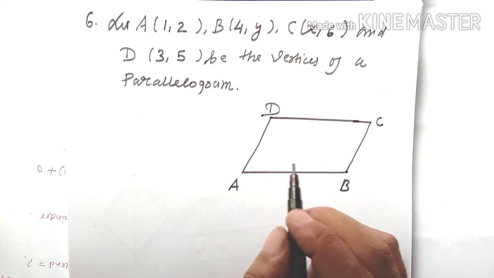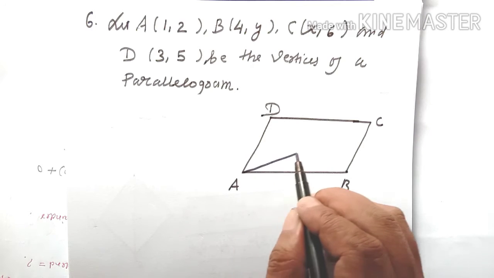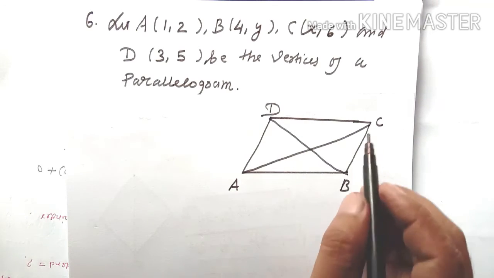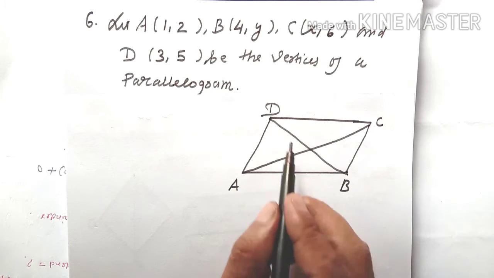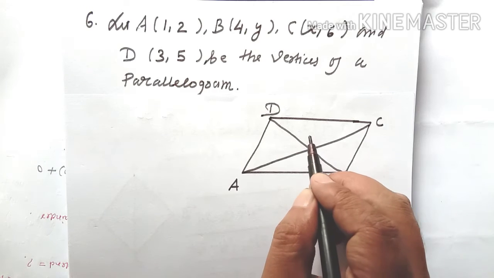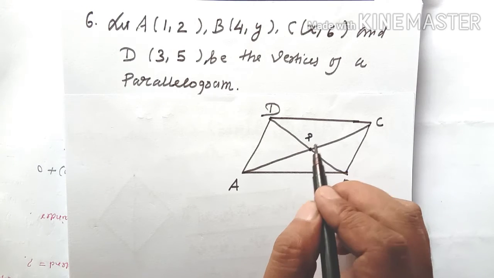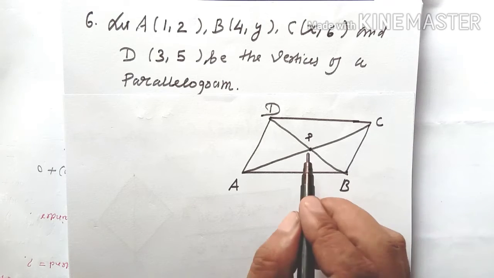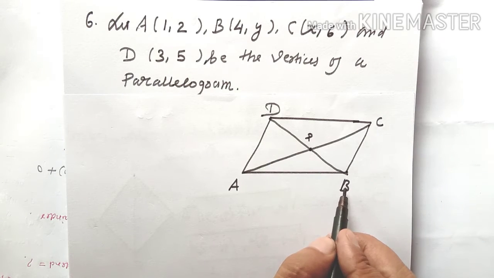Now we know that the diagonals of a parallelogram bisect each other. So diagonal AC and diagonal BD intersect at this point, which will be our midpoint P. P is the midpoint of diagonal AC, and P is also the midpoint of diagonal BD.